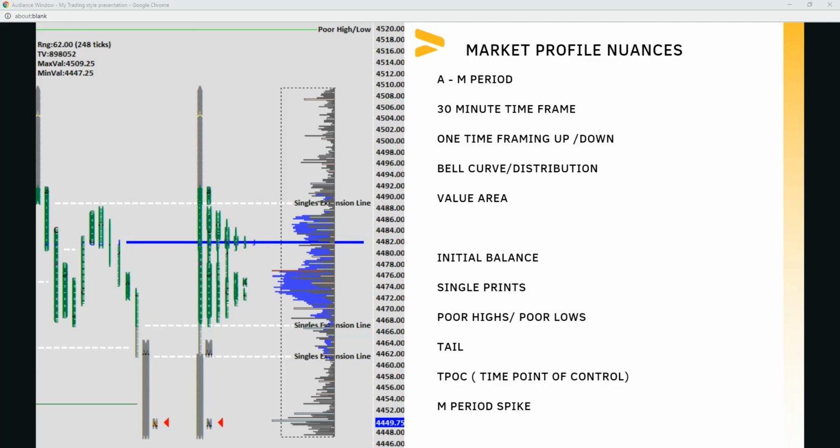So again, the market profile is organizing data through a bell-shaped curve, right? And we've got a value area, which is through the market profile, it's through time.